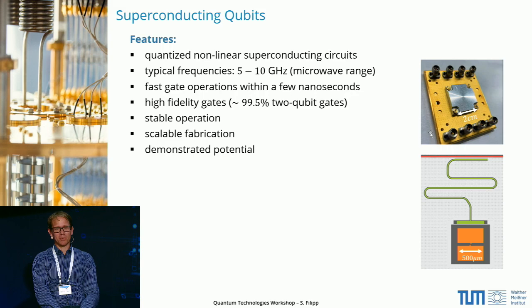We like them because we have nonlinearity in these circuits, so we have qubits. We like them because they operate at microwave frequencies, and that's why we have some electronics companies that know how to deal with microwaves pretty well. With the interactions that we have, we can get to gates of a few nanoseconds, and they can be high fidelity. That's also one of the challenges, getting even higher gate fidelities. I can just throw in right now that it still is a challenge and will always be a challenge.